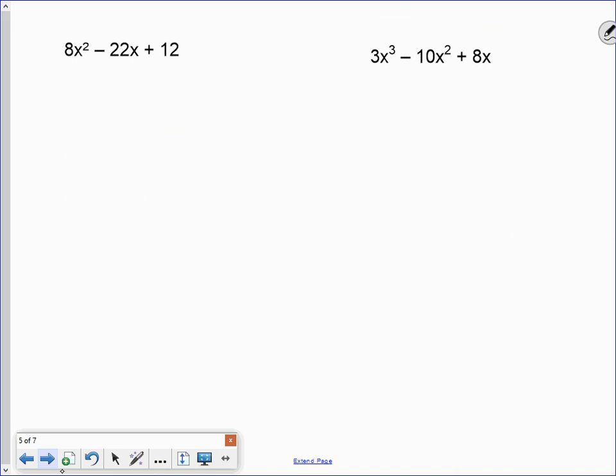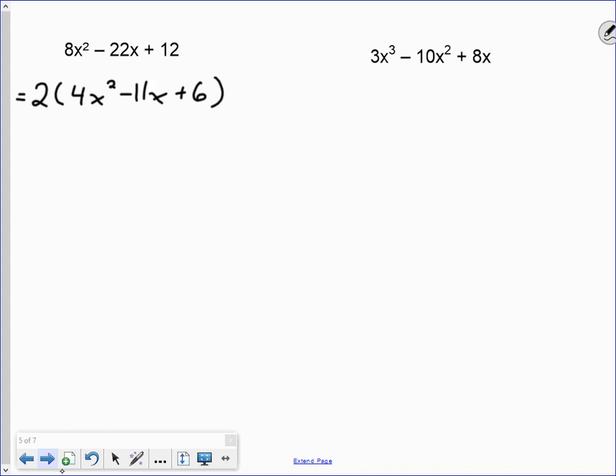All right. 8x squared minus 22x plus 12. Step 1. Can we common factor this? Let's see. There is going to be a 2 that is common to all of these terms, and that's the biggest thing I can factor out. So let's factor out 2. 4x squared minus 11x plus 6.